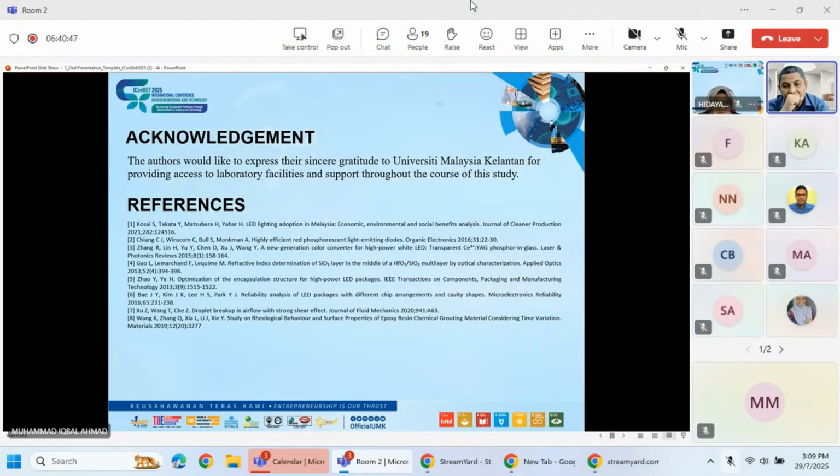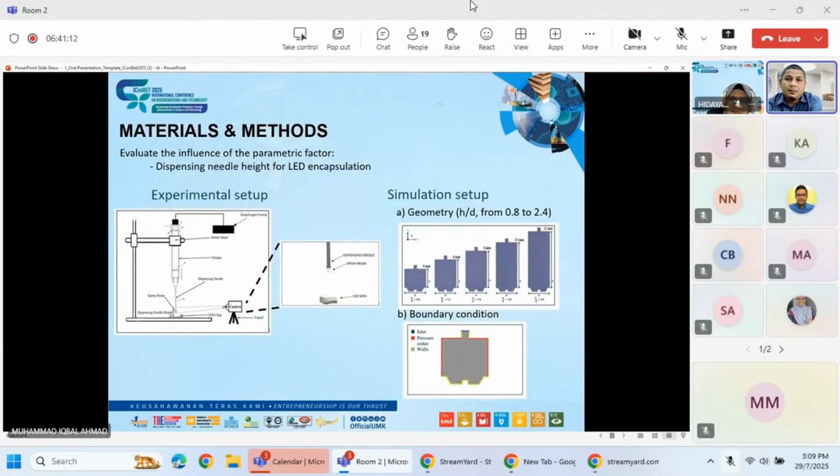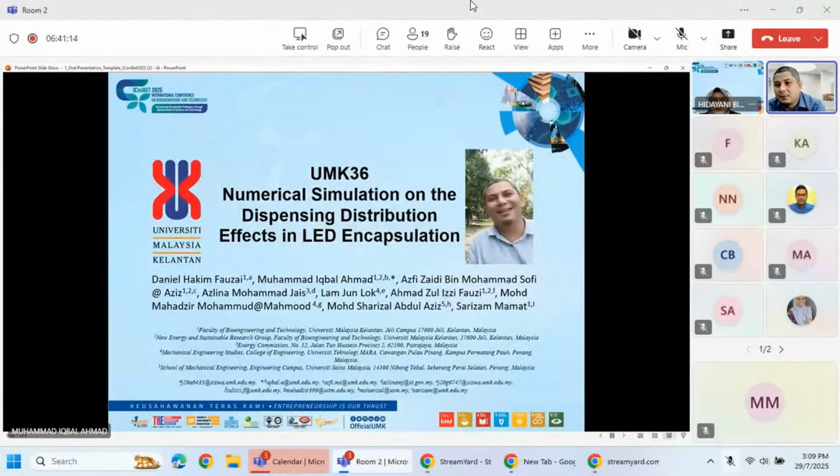Right, I just want to highlight the acknowledgement to Universiti Malaysia Kelantan for providing accessibility for simulation, and then the physical model for this kind of LED study. For the references, I came across about 8 references for this study. So Dr. Ida, I think that's it for me for this sharing section on LED encapsulation.